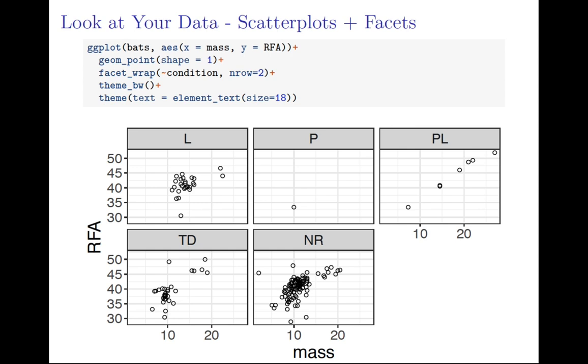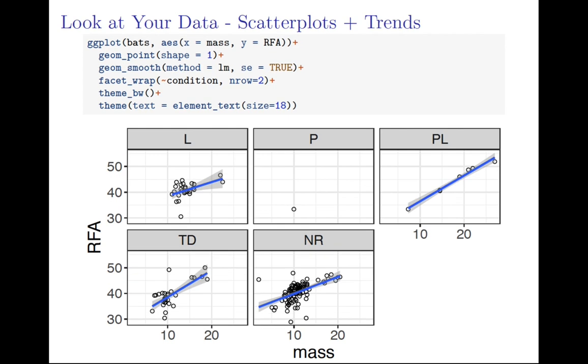And so maybe having two colors and two shapes is just too confusing on one plot. You may want to separate them out. So you can use facets to separate out your data into different blocks. And so here we're still looking at the relationship between body mass and the right forearm length, but now we have a facet for each condition. And you can specify if you want this to be in 2 rows, 5 rows, 3 rows. You do that in facet_wrap.